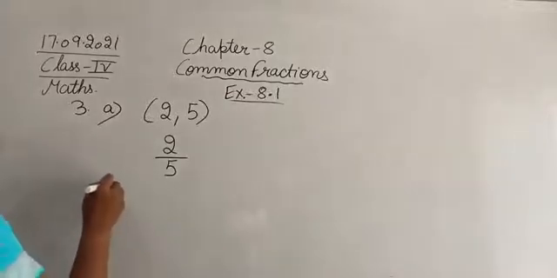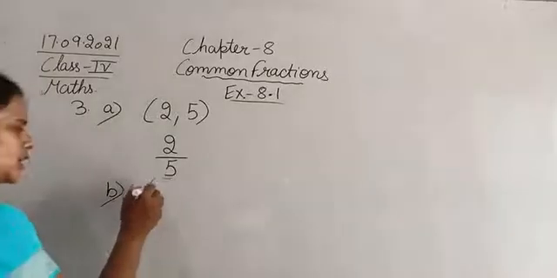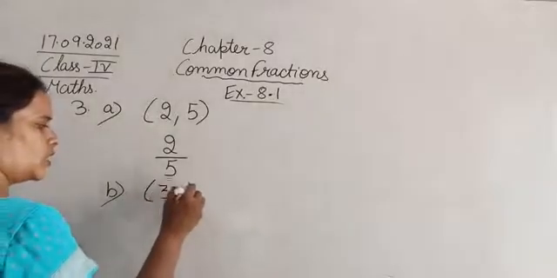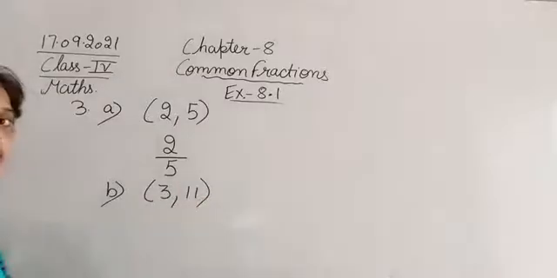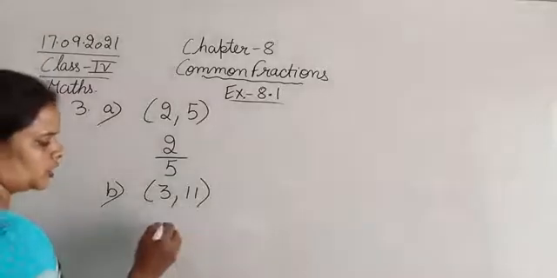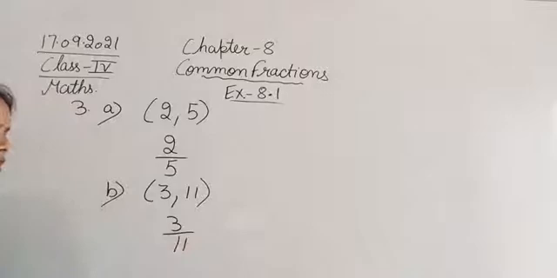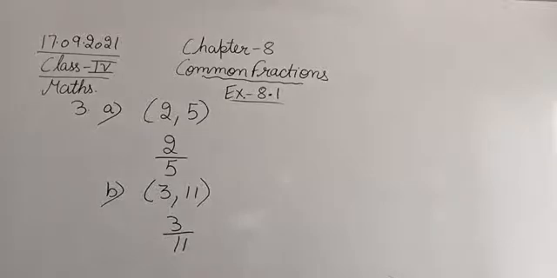Moving next to the B part. The B is 3 and 11. Now let's write down 3 and 11. So let's write it in fraction form. So the fraction is 3 upon 11. So this will be the fraction, that is 3 upon 11.